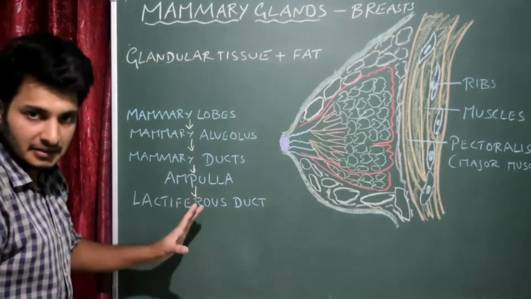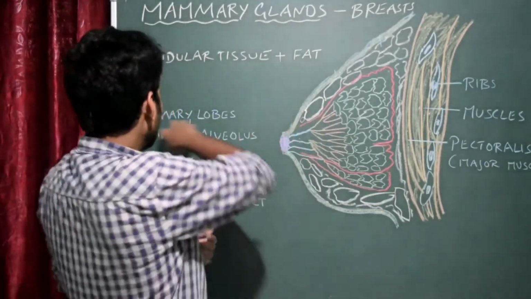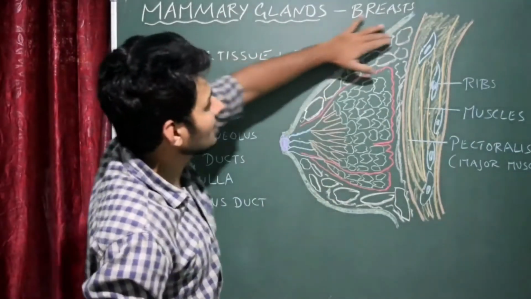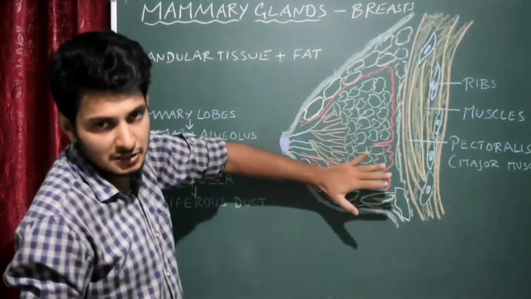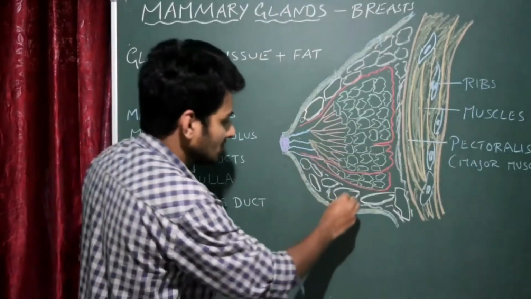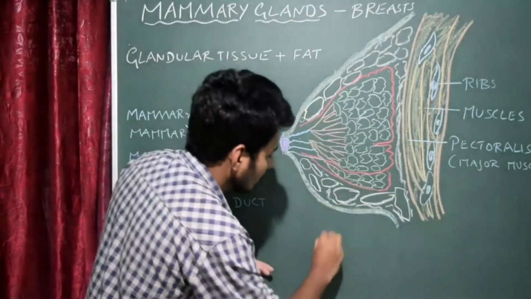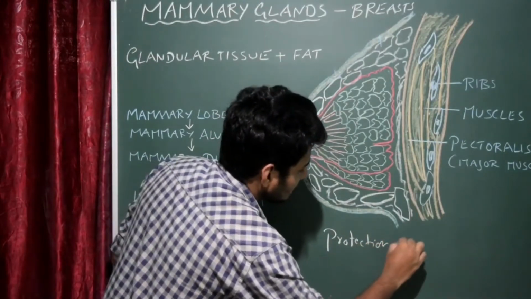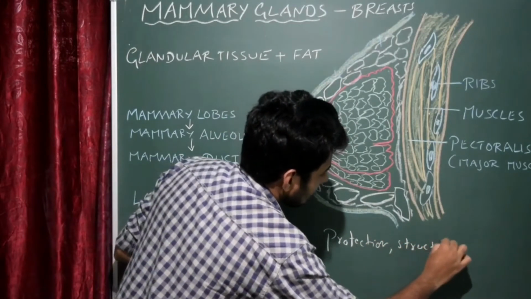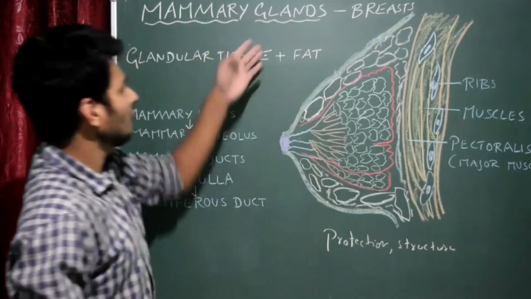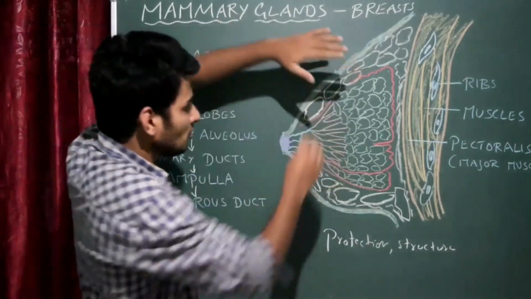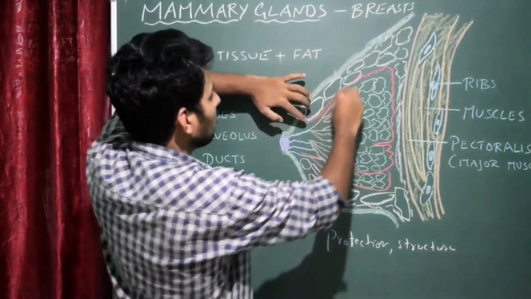Please learn it. Let us see where exactly the mammary lobes are situated. The white things are nothing but the fat. It varies from female to female. What is the function of fat? It provides protection as well as structure to the mammary gland. That is the major function of this fat. Now what is the function of the glandular tissue? Let us see it.